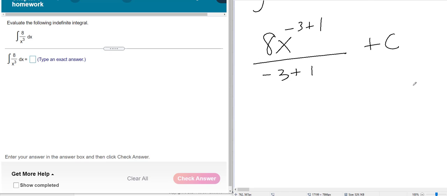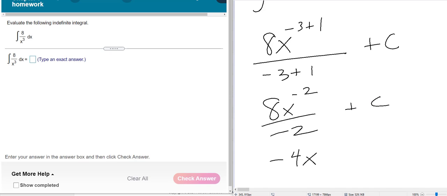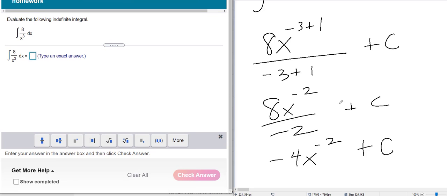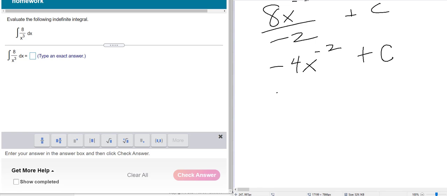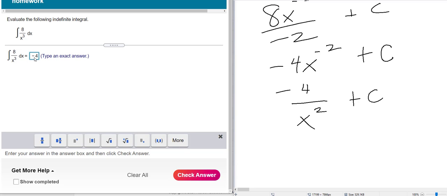So that's 8x to the negative 2 divided by negative 2. So it's negative 4x to the negative 2 plus c. And if you wanted to, you could write this without the negative exponent, negative 4 over x squared plus c. It should take it both ways. I'll go ahead and write it this way. Since they started out with positive exponents, I'm just going to leave it with positive exponents for my answer.